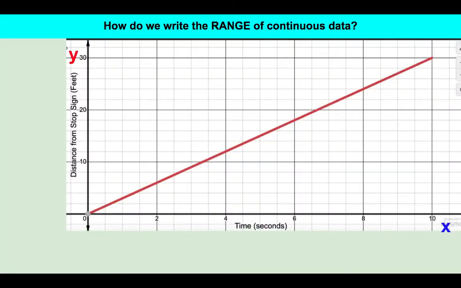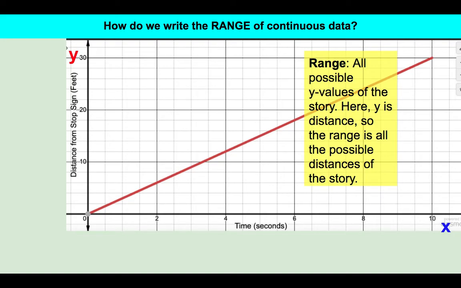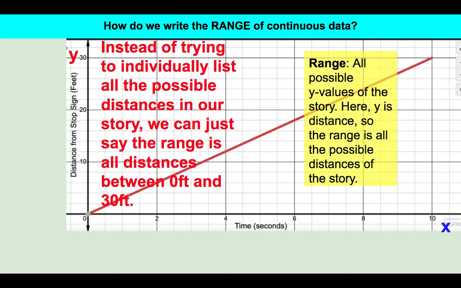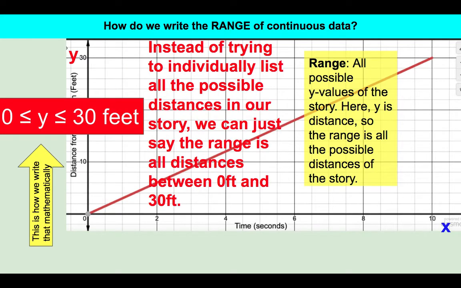How do we write the range? The range is always going to be possible y values of the story. Here, y is distance, so the range is all of the different possible distances. There are a lot of distances going on in this story. Instead of trying to individually list all of them, we can just say the range is all distances between 0 feet and 30 feet. So we write this, we have a y in between instead of an x because we're talking about range, and range is y values.